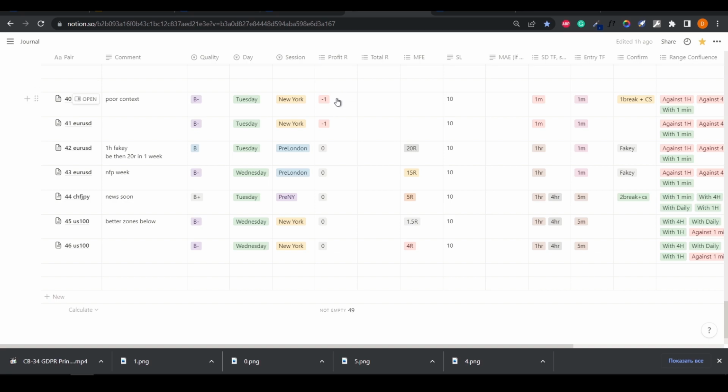So this week, as you can see, was like 2 -1s and then 5 break-evens. But what's interesting in these break-evens is that they were stopped out at break-even and then went to like 20, 15, 5, 1.5 and 4 hours. So the analysis was more or less correct, but I was stopped out due to the news, due to some range of price action, and let's go into the review right now.